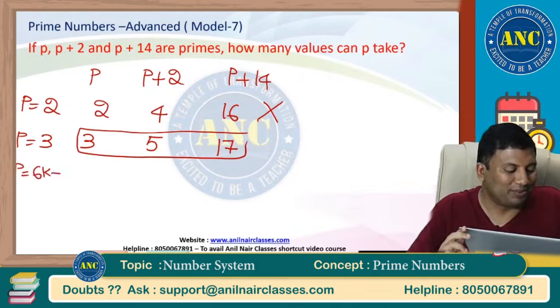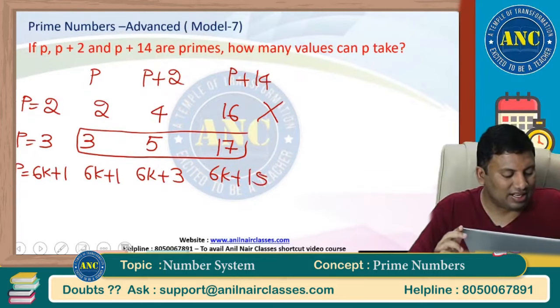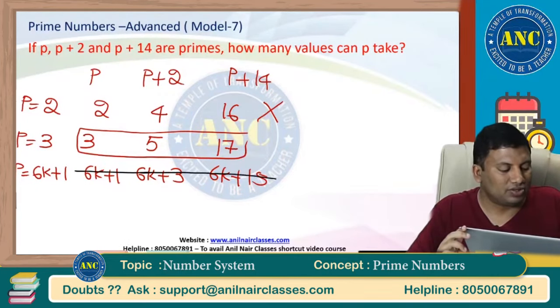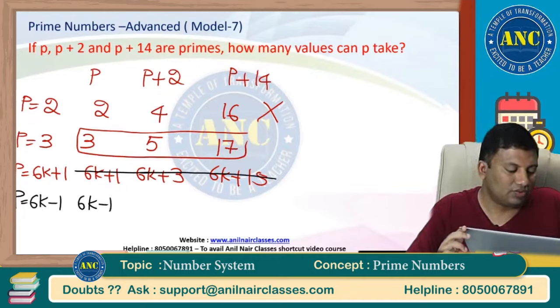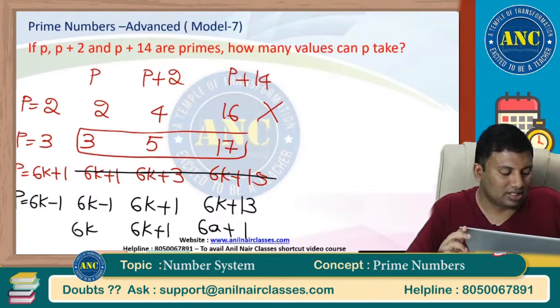Pythagoras is coming into my mind. 6k minus 1, 6k plus 1. 6k plus 3, 6k plus 15. Divisible by 3. 6k plus 3 is divisible by 3. This is also divisible by 3. Not possible. P is 6k minus 1. 6k minus 1, 6k plus 1, 6k plus 13. 6k plus 13 is 6a plus 1. This is 6k plus 1, this is 6k minus 1.